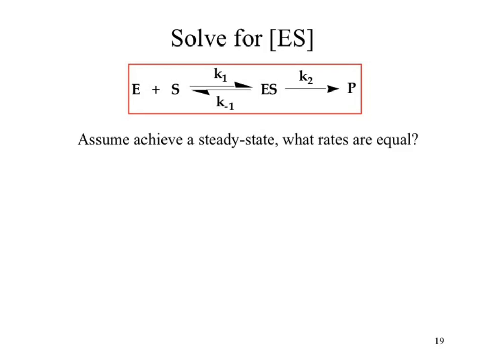So, our first assumption is that we have to achieve a steady state. Before we get to our slow step of K2, we have to assume I've achieved equilibrium here. Which means what? Rate of the forward, rate of the reverse. Steady state is equilibrium. So what's the rate of our forward reaction? Well, that'll be K1 times, remember, our rate is our rate constant times the concentration of our substrate times the concentration of our enzyme.